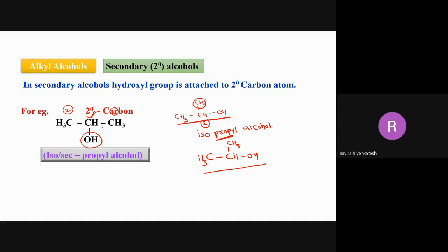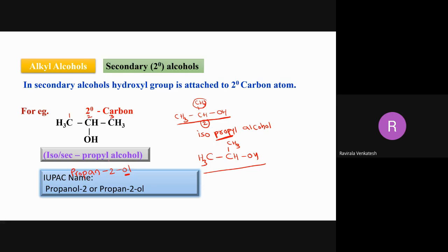What is the IUPAC nomenclature for this one? How many carbons are there here? 3 carbons, propane. Now we have to remove the E here, because this is a vowel sound. Propan-2-ol it will be. So it is a secondary alcohol: propan-2-ol, or 2-propanol, we can also call this one.